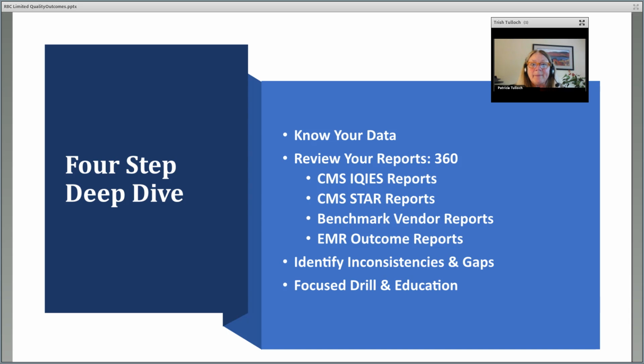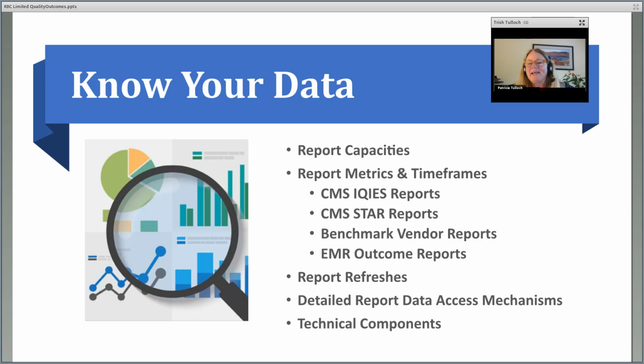And then, of course, your EMR report, so your electronic health record or medical record. Many of you have reports that you can draw from to drill down on some of your quality outcomes as well. So you want to do a 360, gather those reports, do a deep dive data analysis to see where are you strong, and then what opportunities or inconsistencies or gaps can you identify? And that will lead, of course, to a quality outcome plan, a drill, an education and training for staff. So know your data. That's number one.